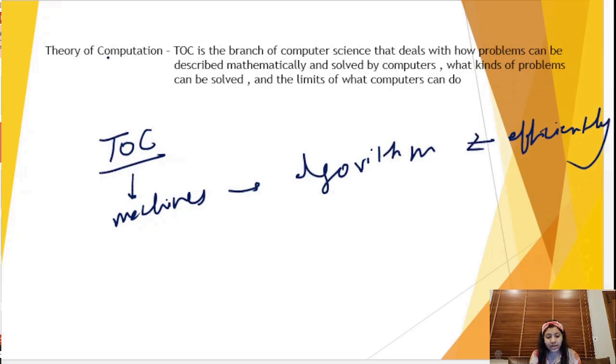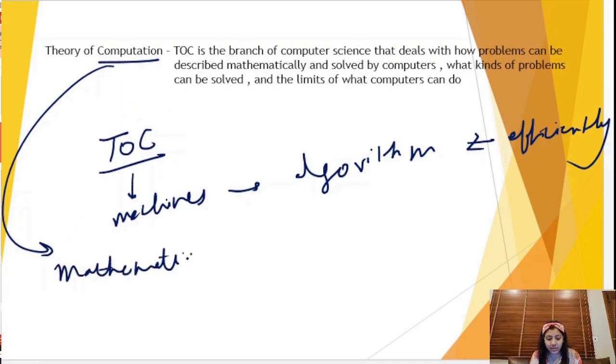So let's first understand what we mean by computation. Computation, as the name suggests, means any task that can be performed by a computer or any machine, right? Now, these computations that are performed by a computer or any machine are used to represent various mathematical models. So how efficiently a problem can be solved on this model using an algorithm is studied in TOC.